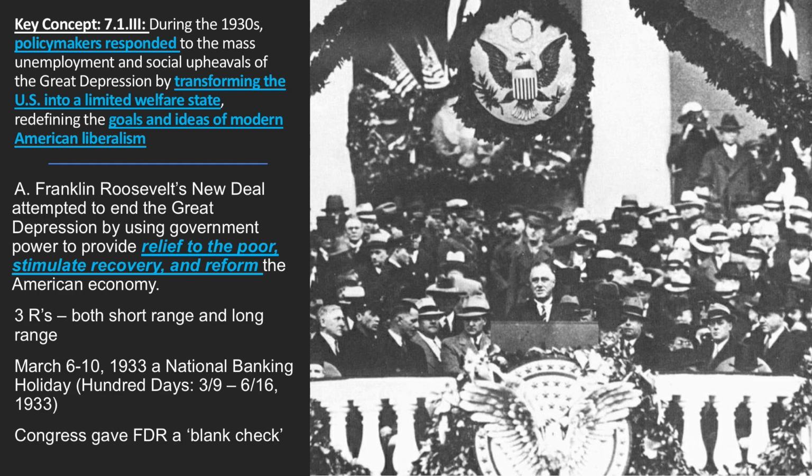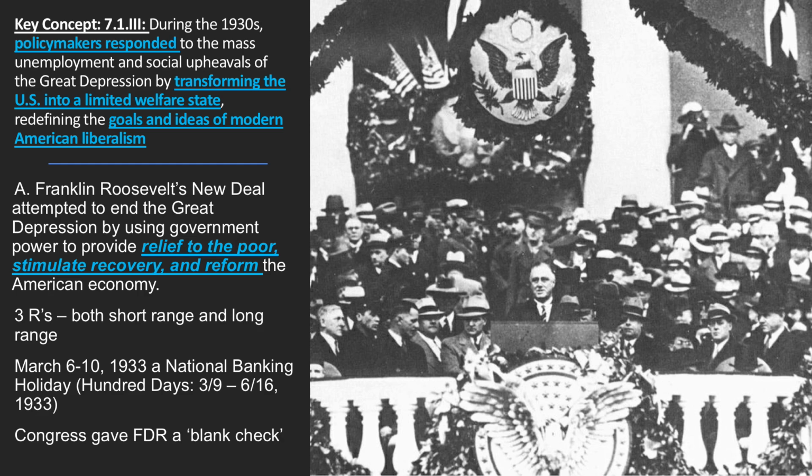Here we are now back at 7-1, now Roman numeral 3. So we are in the Great Depression. Policymakers have to decide, what are they going to do about mass unemployment? What are they going to do about social upheavals that are happening? Social upheavals, the Bonus Army event, by the way, of the Great Depression. They want to transform the United States into a limited welfare state. So that's right there in our concepts. Welfare, where the United States government begins to help more and more people.